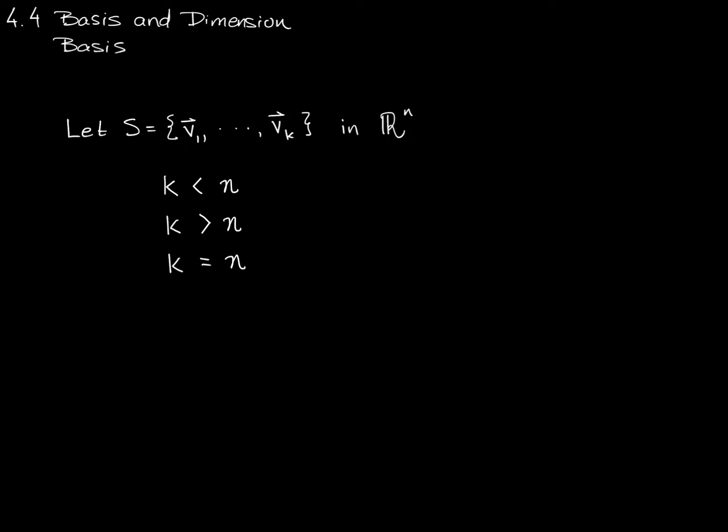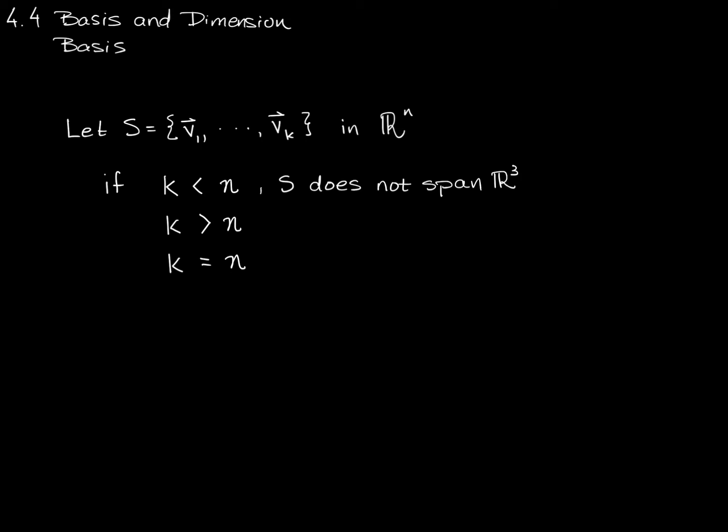So the way we're going to note that is we're going to say that if there aren't enough vectors, then the collection of vectors in that set does not span the space.